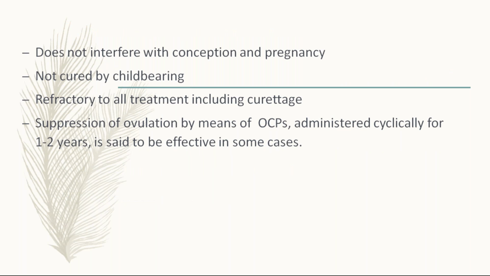It does not interfere with conception and pregnancy. Not cured by childbearing. Refractory to all treatments including curettage. Suppression of ovulation by means of OC pills, administration of cyclical OC pills for 1 to 2 years is said to be effective in some cases. This is a rare variety.